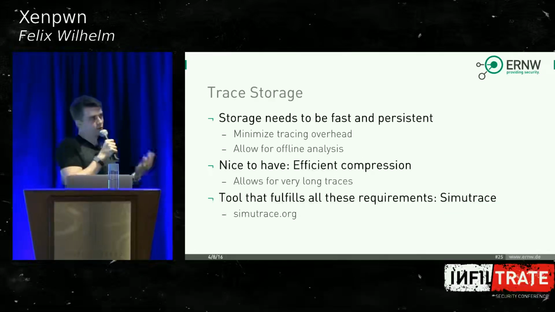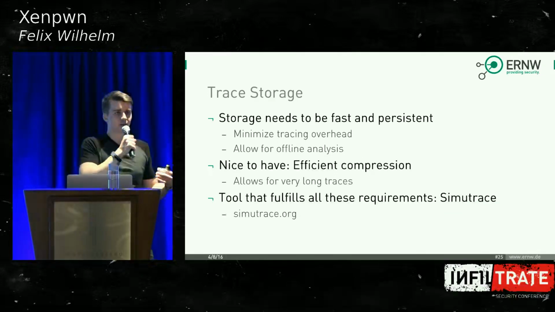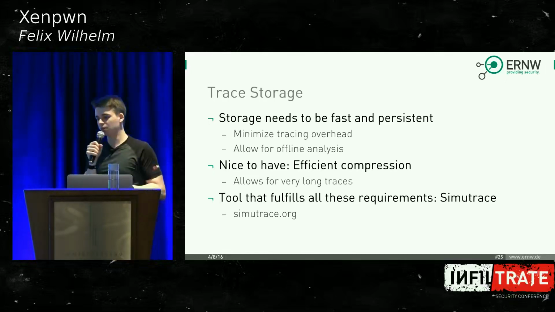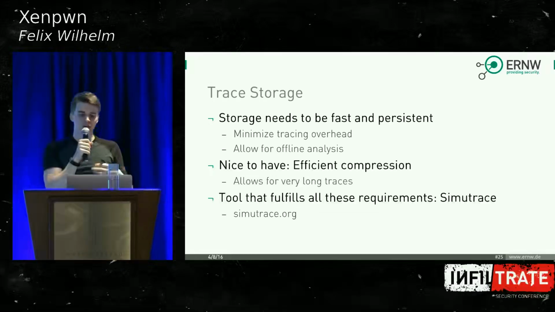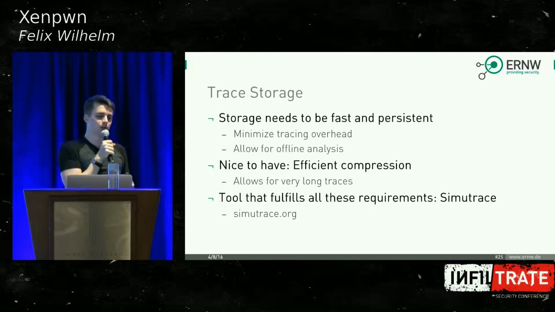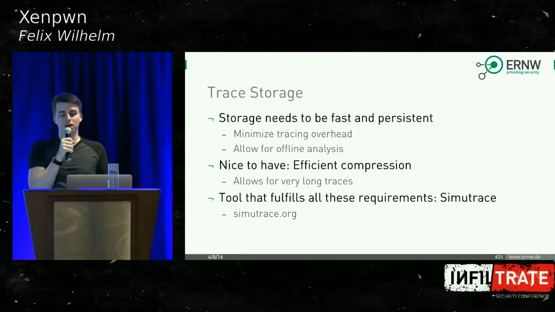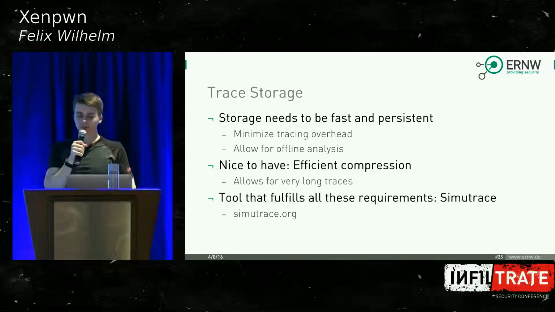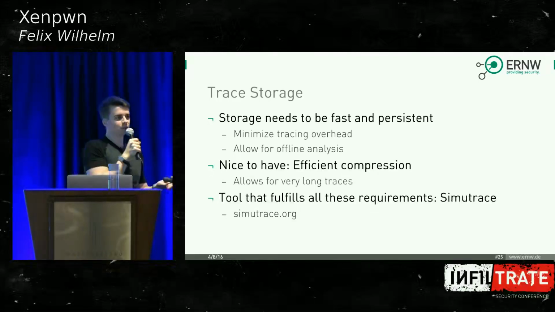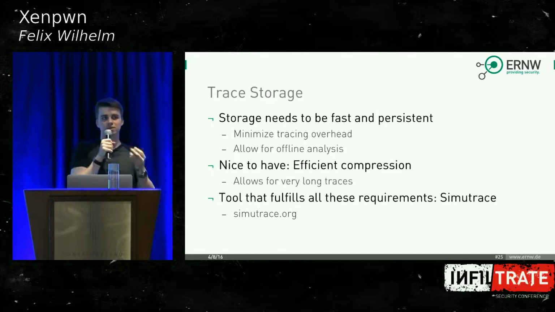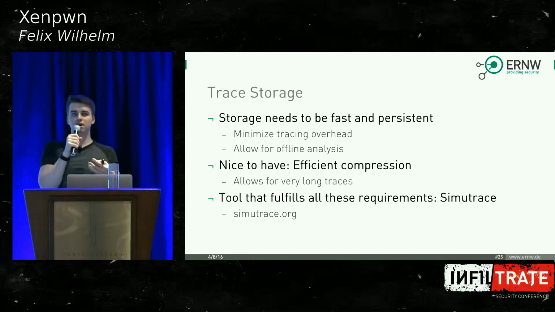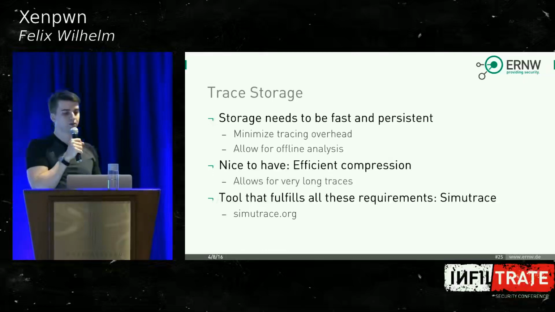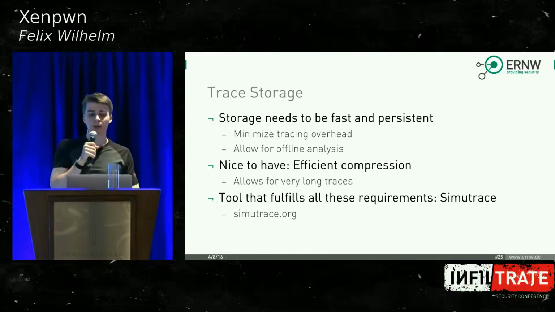So we store our traces somewhere, and I already mentioned that just putting them into a text file or something doesn't really scale. So we want our storage to be really fast. It should be persistent so we can do our analysis later on. And the performance is really important, because if our trace storage is fast, we minimize our tracing overhead so the whole system goes a bit faster.